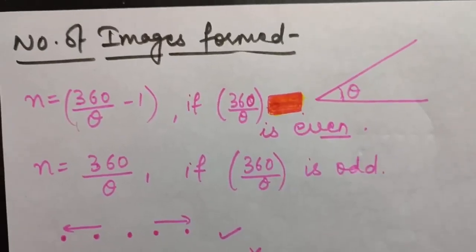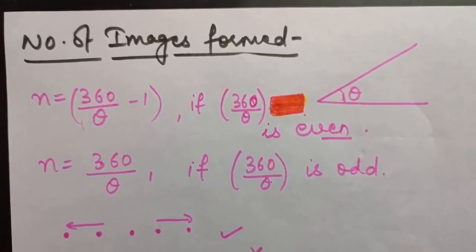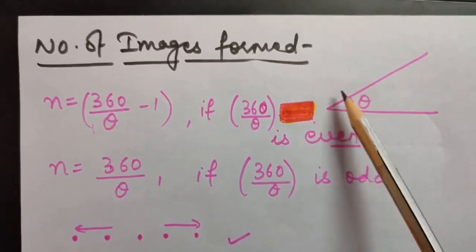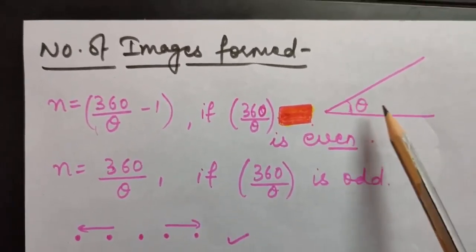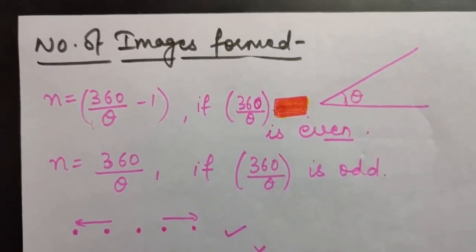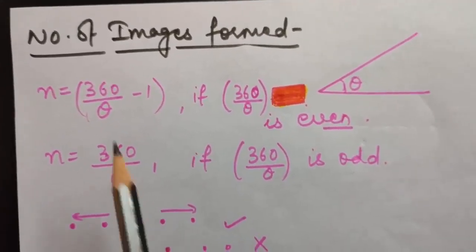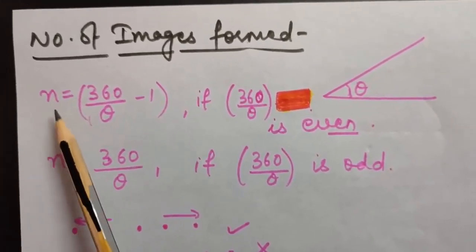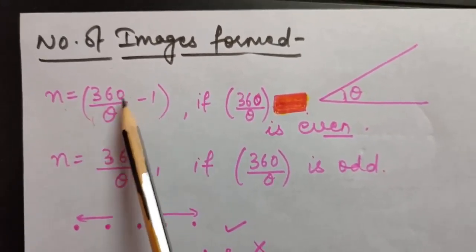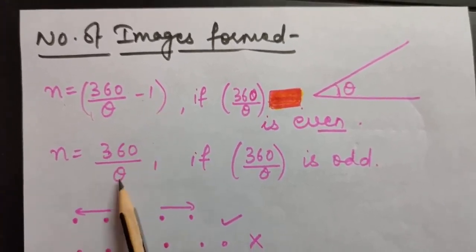Okay, now let us see how many images can be formed by two plane mirrors. Let us suppose there are two plane mirrors kept at an angle theta, and now it is asked what can be the number of images formed if an object is placed between them. So here small n is denoting the number of images. So the number of images is equal to 360 upon theta minus 1, or 360 upon theta.